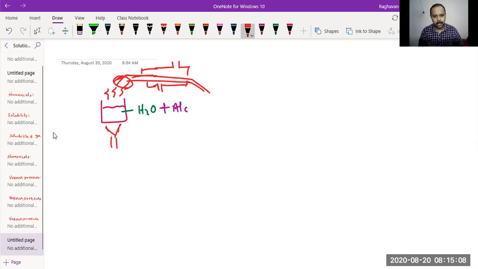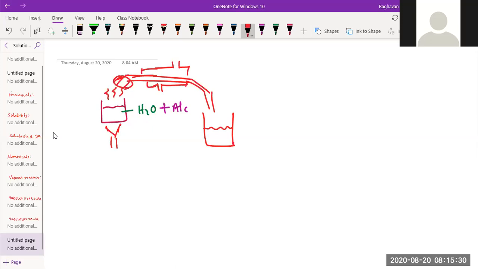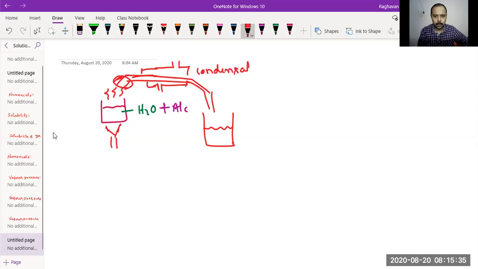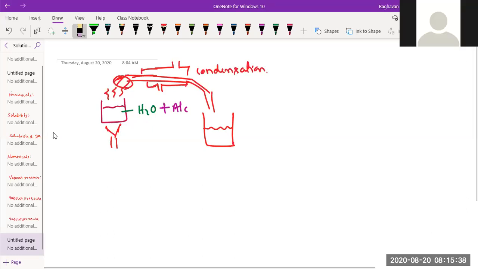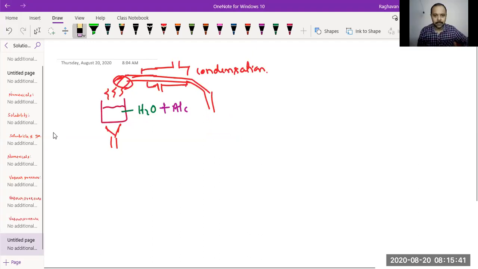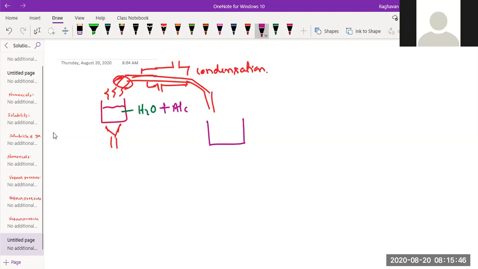Anyway, now what we have got is the liquid that is condensed. Now people have to tell me, this liquid which is obtained by the condensation of the vapors, will it have the same proportion of water and alcohol or different? Different. Which will be more? The more volatile liquid is in a higher proportion.